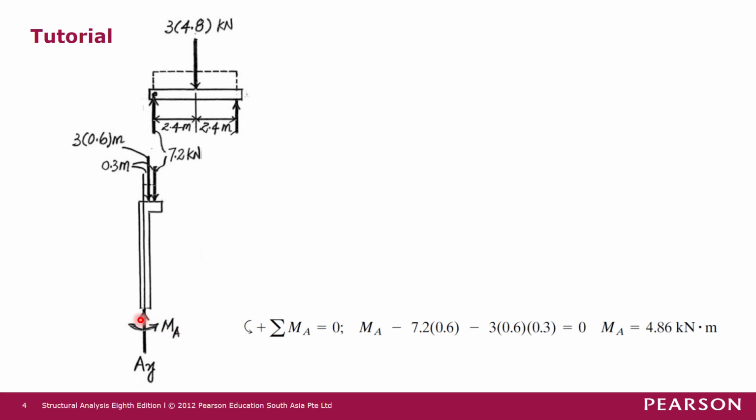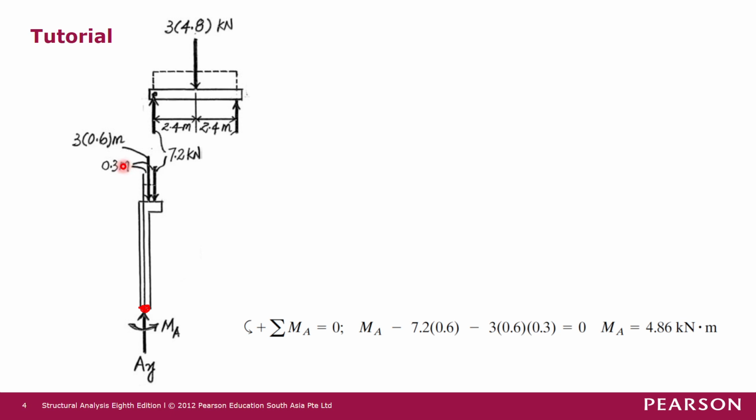So now we can start to sum moment about joint A, or point A. Moment about point A, we have internal moments in the column here at the support, which is MA, and then this vertical reaction AY is passing through joint A, so this force here does not produce any moment about joint A.